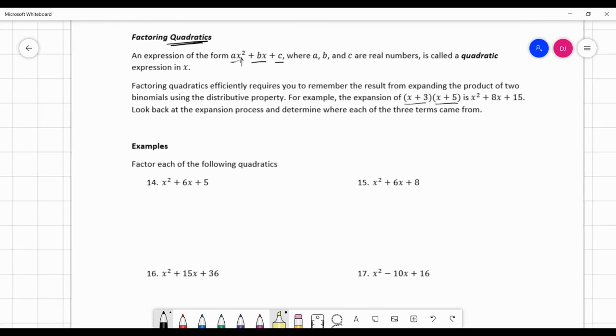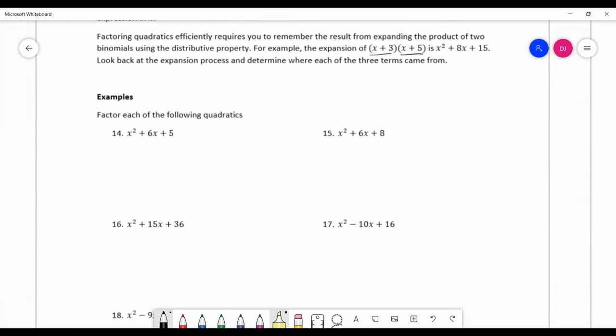So beginning with number 14, if we're going to factor this quadratic, I should be able to write this as the product of two binomials. I want to look for the factors of 5 that add up to 6. What two numbers can I multiply together to get 5 that add up to 6? First of all, don't forget it's x and x. The two numbers that multiply together to give me 5 that add to 6 are 5 and 1. Done, factored.